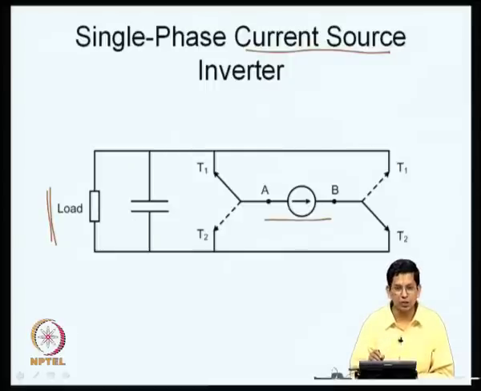The current source, again the current flowing through the current source should always be provided with a path. It can never be opened, a current source can never be opened. So, the current should always have a path to flow through.